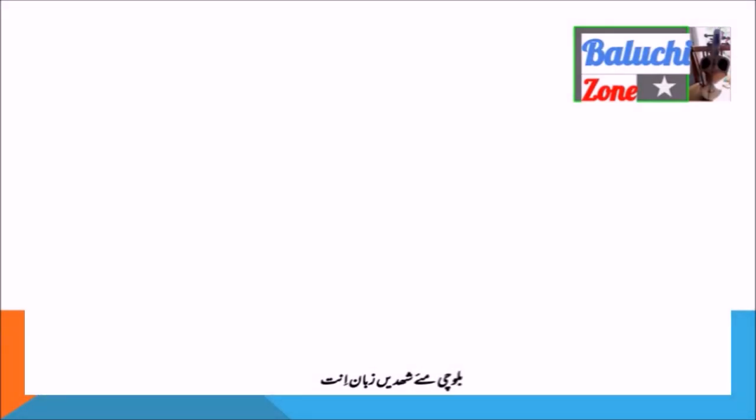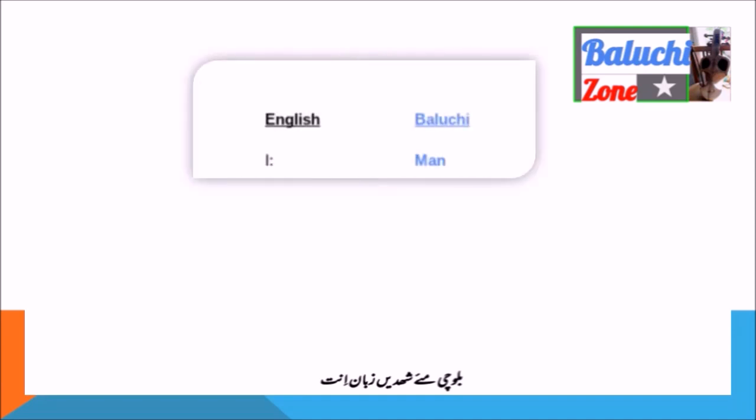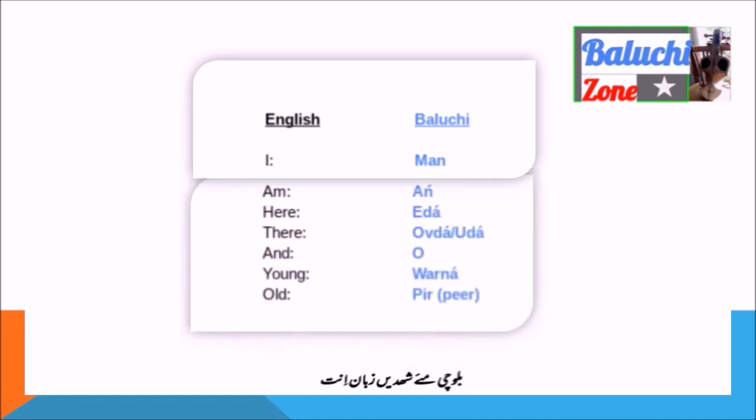Now let's recap on what we have learned in our first lesson. I, man. Am, an. Here, eda. There, weda. And, o. Young, warna. Old, peer.